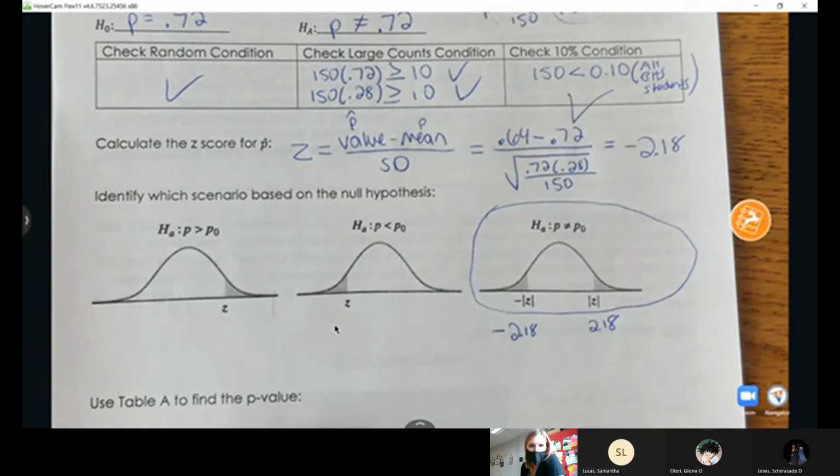So now we're going to use table A to find the p-value. So go ahead and bring up your table A, and I can put it in the chat too if you don't have it near you. So you can just click on it. And you can look up either one. It doesn't matter which one you look up, 2.18 or negative 2.18. If you look up the negative 2.18, you should just be able to take the table A value. If you look up the positive, you're going to have to subtract it from one, but you'll get the same answer either way.